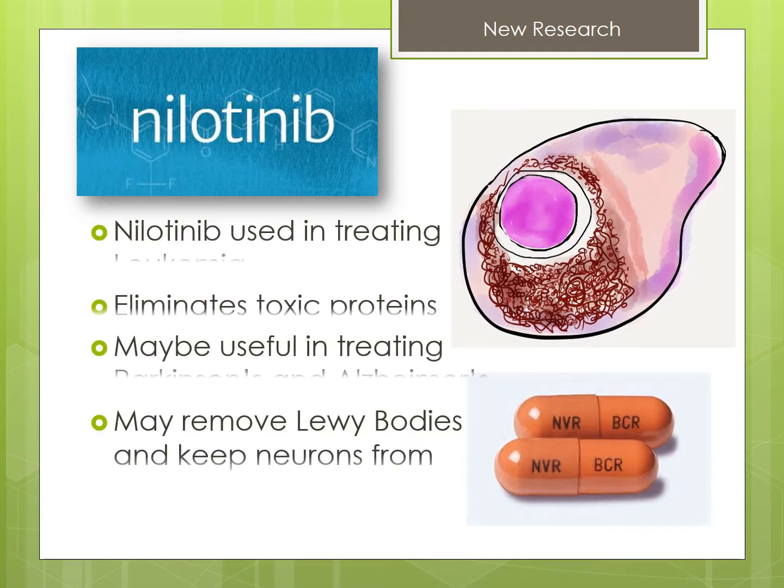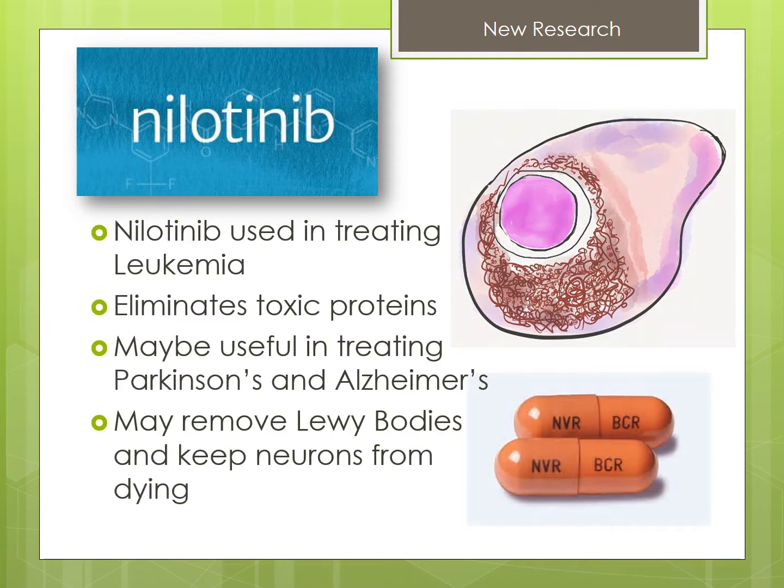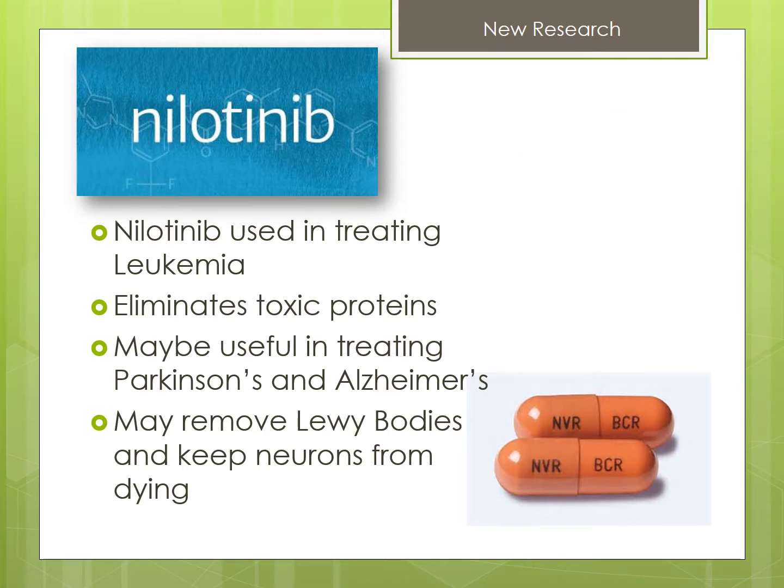So, there is some exciting research on the horizon. The drug nilotinib is an approved medication for treating leukemia patients, but researchers from Georgetown University Medical Center believe it may be useful in treating Alzheimer's and Parkinson's disease patients. The drug nilotinib works by eliminating toxic proteins. The drug activates a mechanism in the brain cells that work to degrade these proteins.